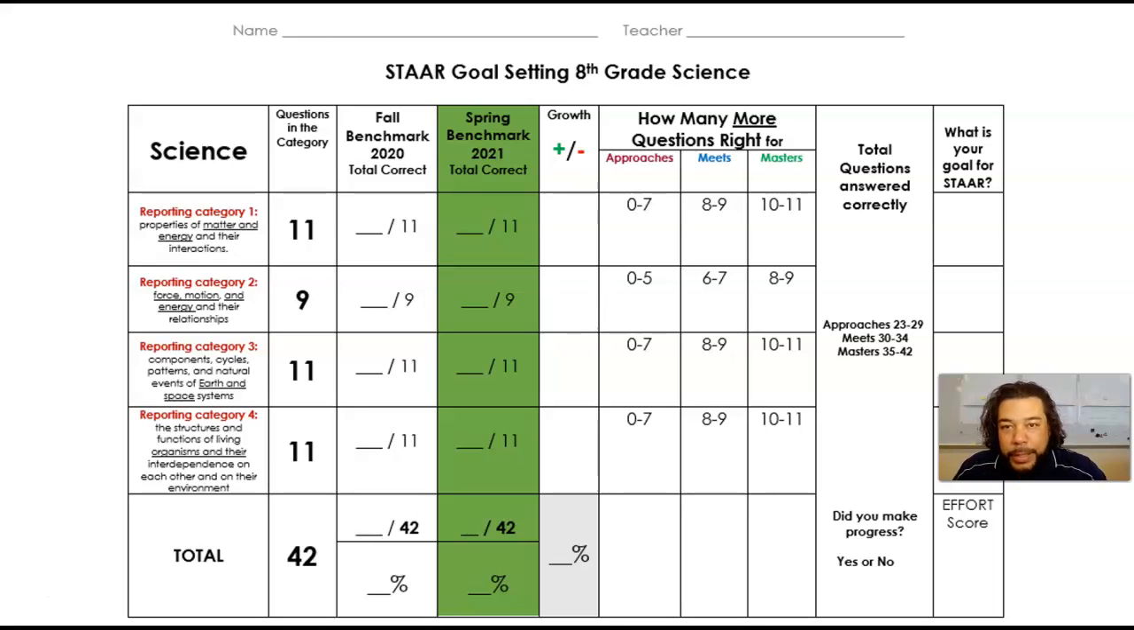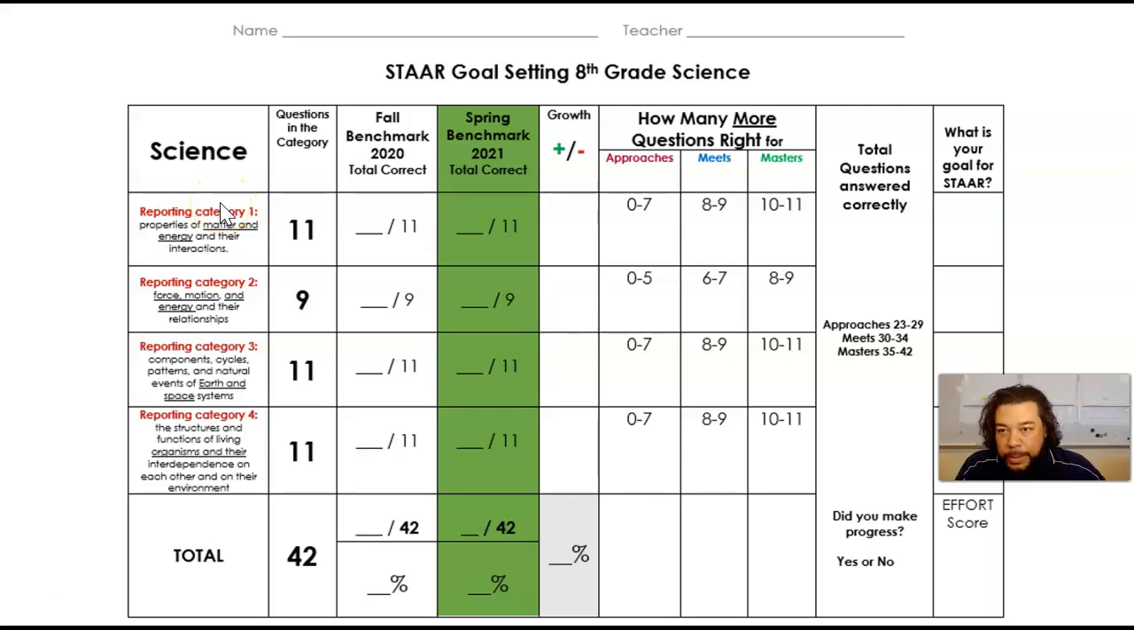So what you see here is the STAR goal setting sheet, which was created by Mr. Al Garcia and Elizabeth Bustamante. You can see that it is content specific, and as part of it, we will be able to compare fall benchmark scores to spring benchmark scores to see growth, and then set goals as to where the kids want to be. But I will go through this step by step so we can see exactly what it is.